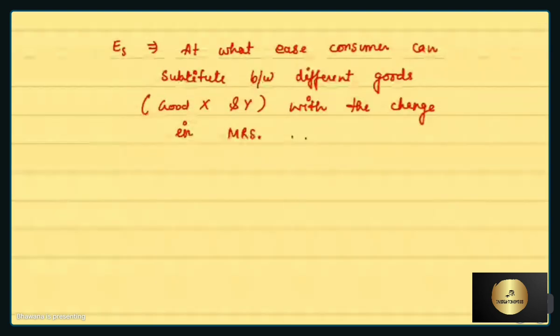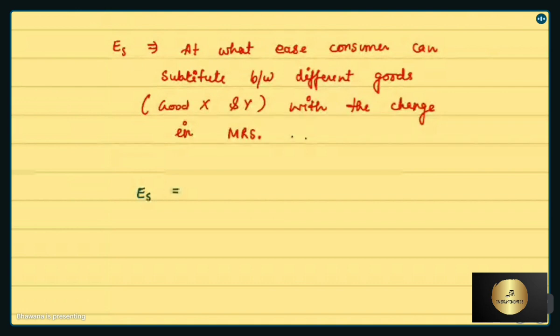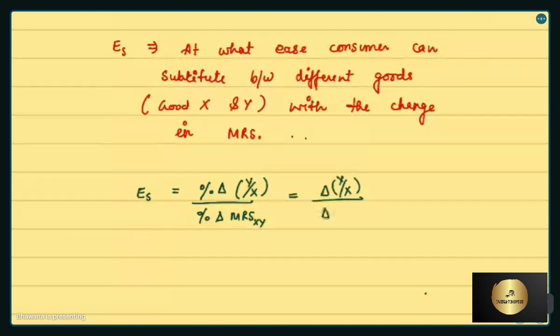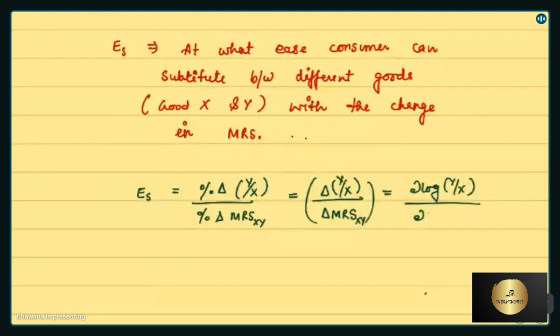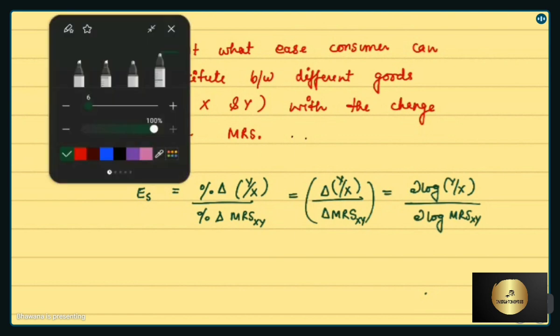So there's a formula for it. ES is the ratio of the percentage change in the ratio of Y by X to the percentage change in MRS XY, that is marginal rate of substitution for good X and good Y. MRS is the slope, and when we expand it, you will get it in this form. The same thing can also be written in log form, d log(Y/X) over d log MRS XY. These three formulas are the same, one thing expanded in different ways. Okay.